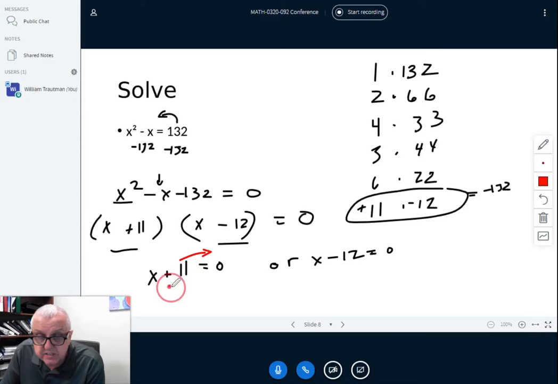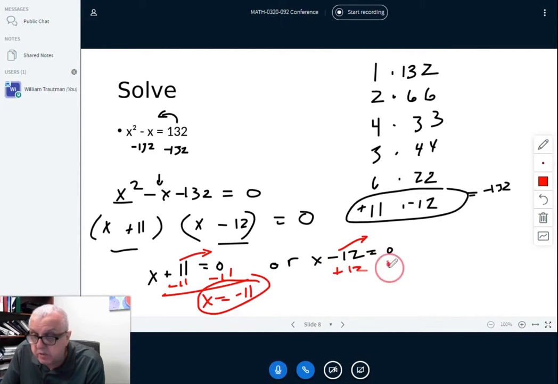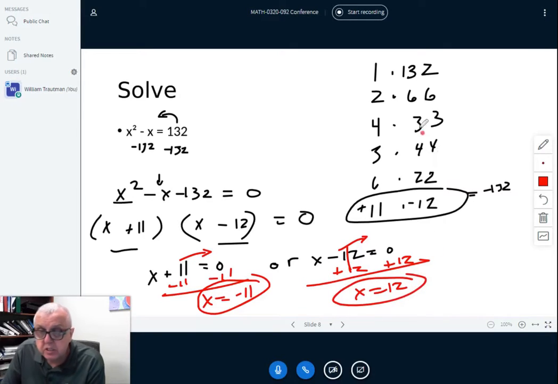Get the 11 to the other side. And x equals a -11. Get the 12 to the other side. It's a -12, so we're going to add 12. And x equals 12. So there are my two solutions, a +12 and a -11.